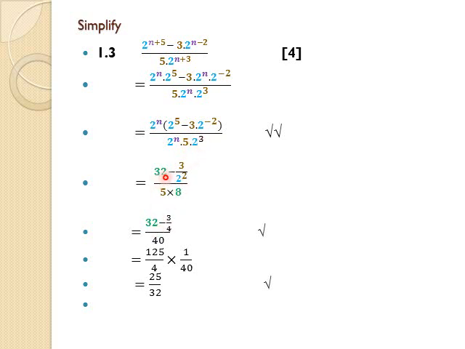So now I have 32 minus 3 over 2 squared, which I assume you know is 4, and 5 times 8 would give me 40. 32 minus 3 over 4 would give you 125 over 4, or 31 and a quarter, whichever way you want to write it. Change division to multiplication: 40 over 1 becomes 1 over 40. 125 times 1 is 125. 4 times 40 is 160. 125 over 160 would simplify to 25 over 32.